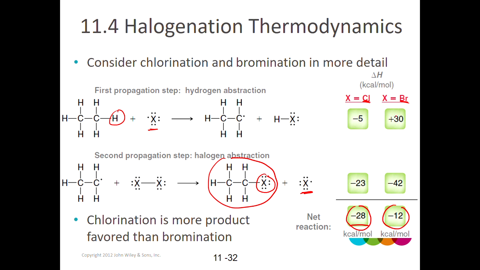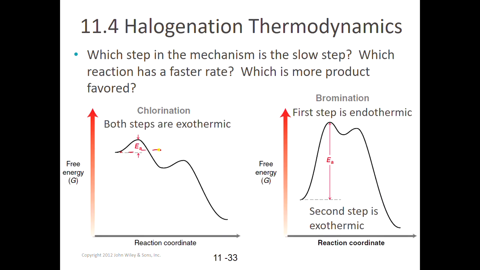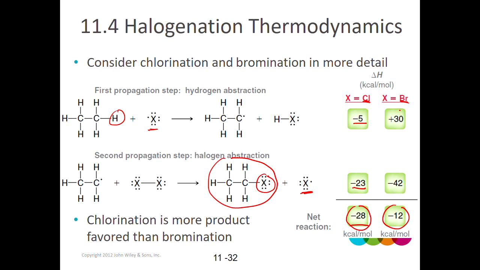So just to go back, note that when I'm using chlorine, both steps release energy. So when chlorine is involved, the first step releases a little energy, and then the second step releases energy. So they're both exothermic, they're both exergonic. There's a small activation energy, so this reaction occurs pretty readily. When I'm dealing with bromine, though, the first step is actually endothermic and endergonic. And the second step is exothermic and exergonic.